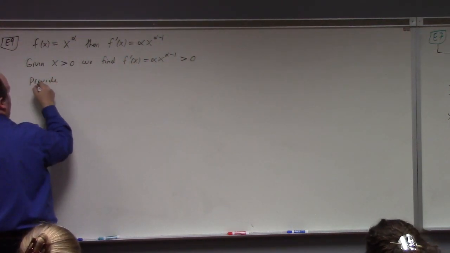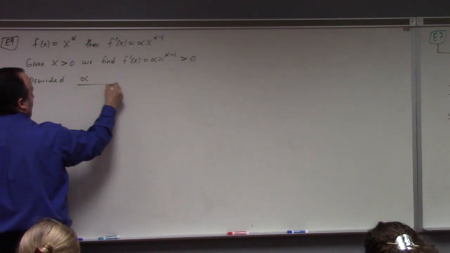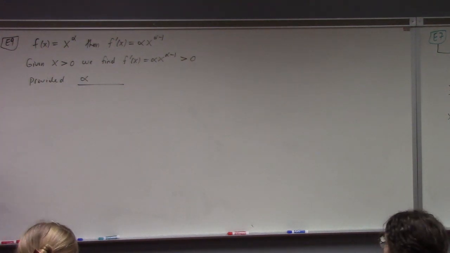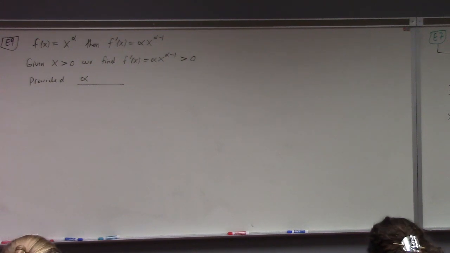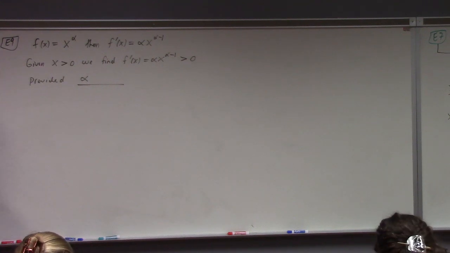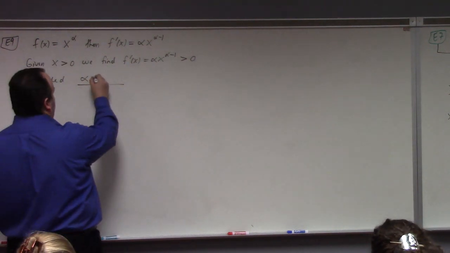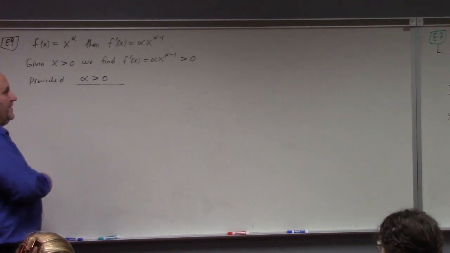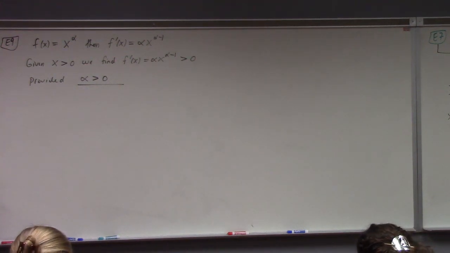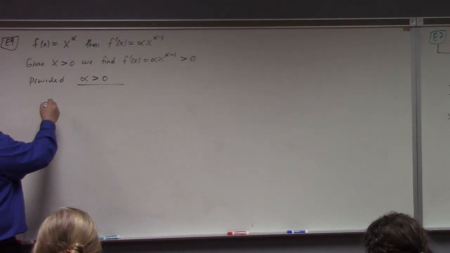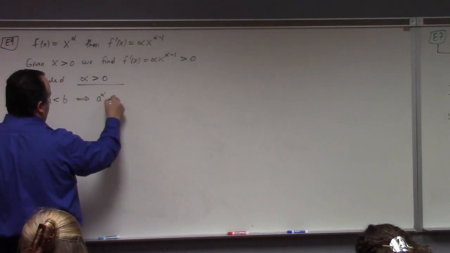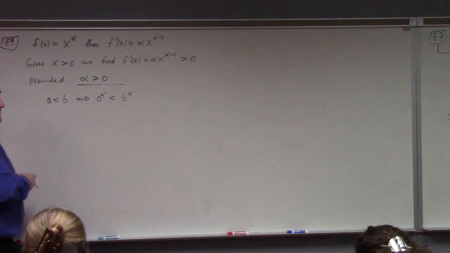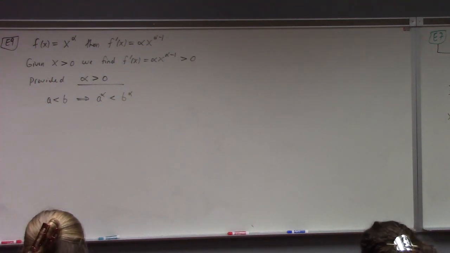What condition on alpha? Alpha is positive, right? So we just did this previous example, alpha equal to a half, right? But in fact, if we have any positive power function, we have, a less than b implies a to the alpha less than b to the alpha by this calculus. All right?